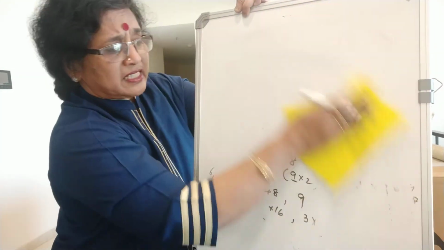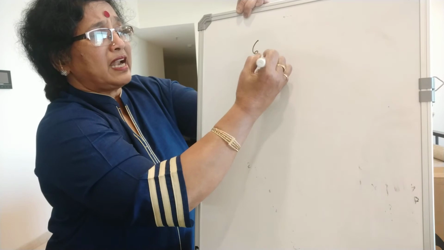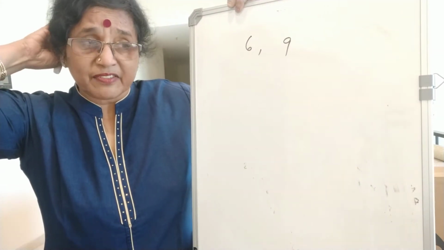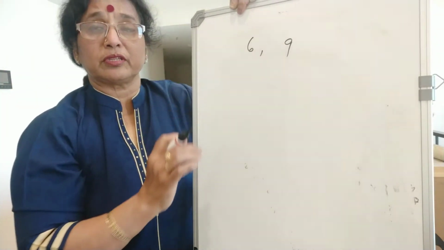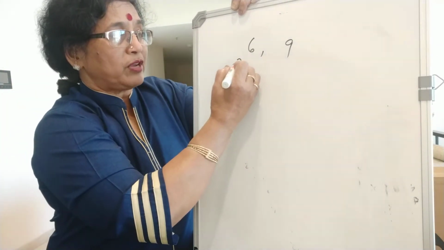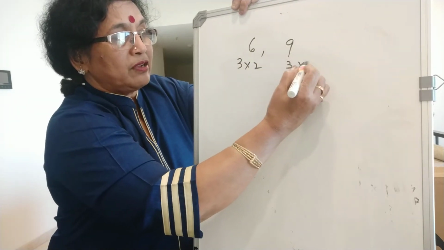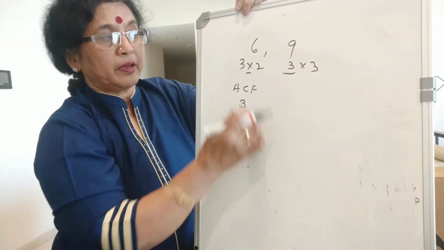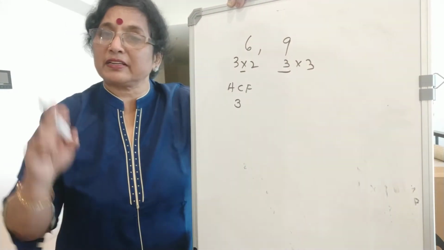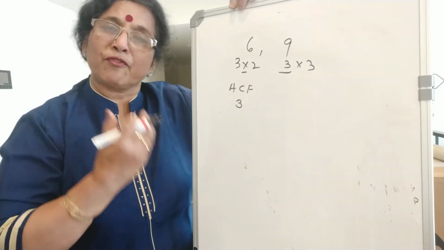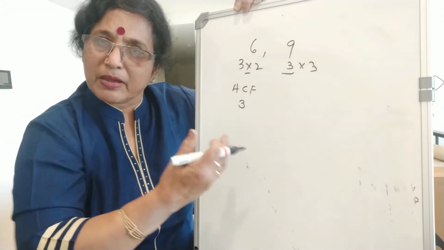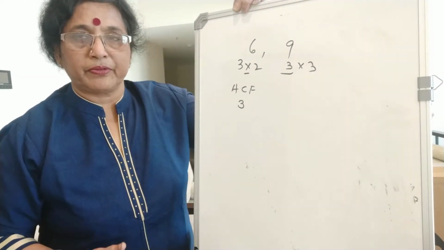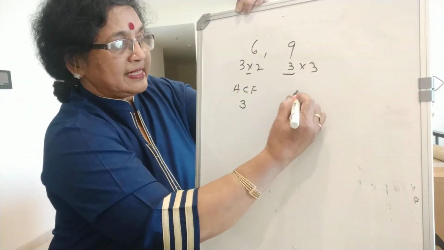Similarly, you can take the HCF also. HCF of 6 and 9. The greatest divisor which can divide both the numbers. So like you have 3 and 2 and 3 and 3. So common is 3. So HCF is 3. Because for 2 and 3, the remaining factor is 1. So the common factors that a given set of numbers have, the product of those becomes the HCF. Right?